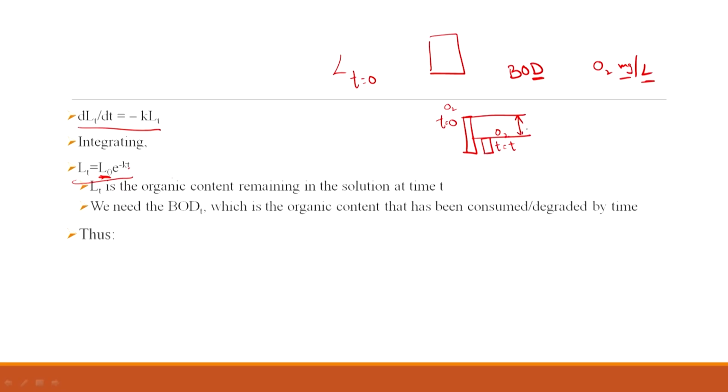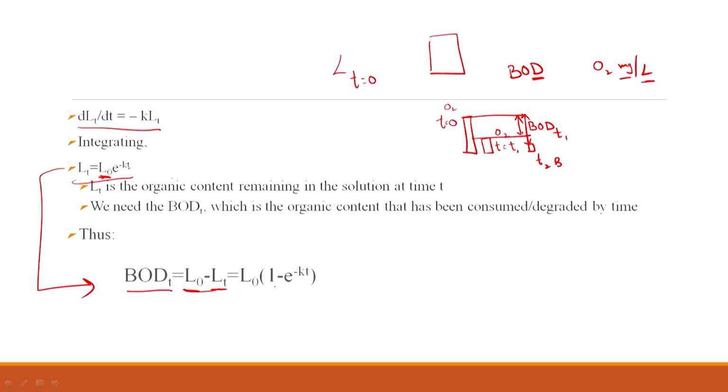What is the oxygen demand? This is the oxygen demand and this is the BOD at time t1, and at time t2 obviously more BOD. Anyway, it is getting a bit cumbersome here, so let me not look at that further. BOD at time t is nothing but the initial organic content minus the organic content present at time t. So, substituting this, we come up with this equation.